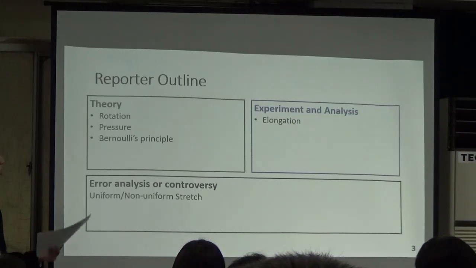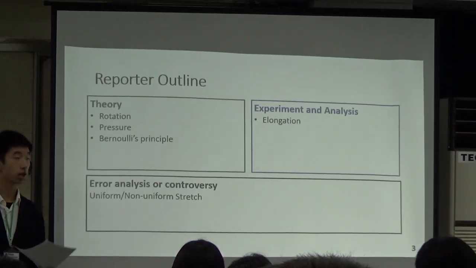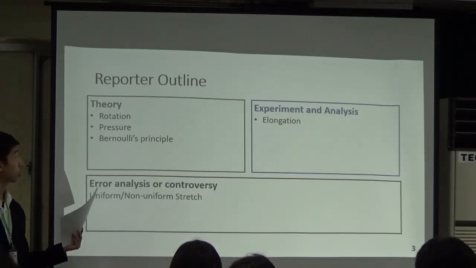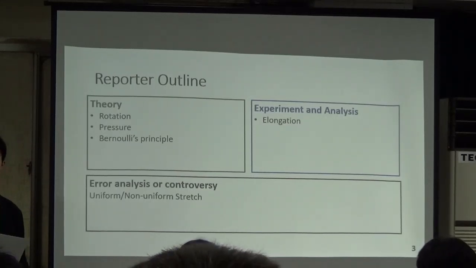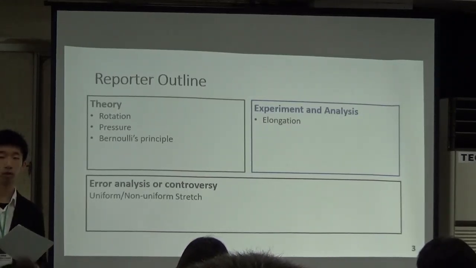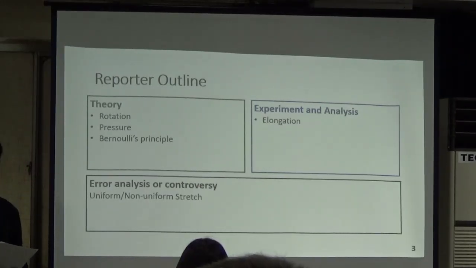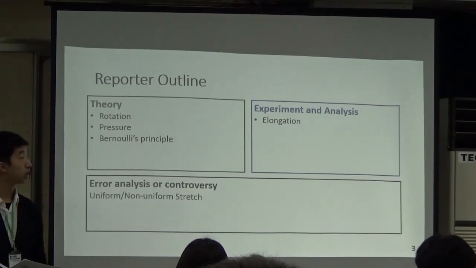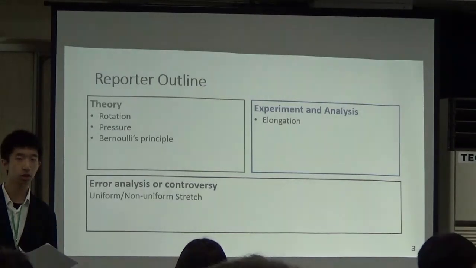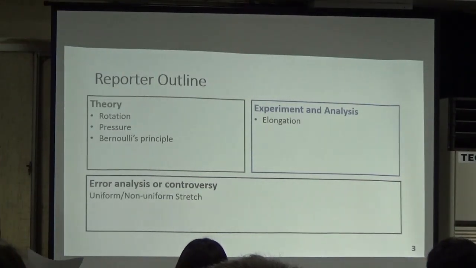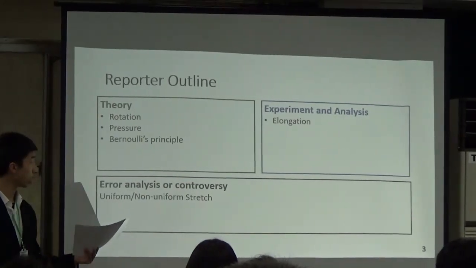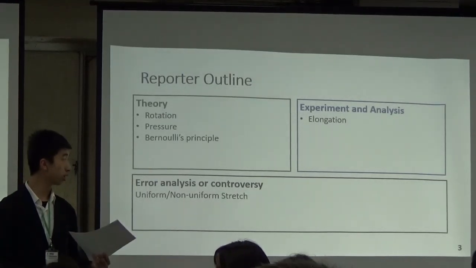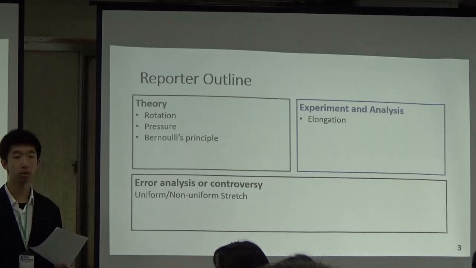In the reporter's outline, in the theory part, we talk about the rotation and the pressure of the rubber band. He also used Bernoulli's principle to explain why the spinning rubber band will fly further, but I don't think it was explained well. In the experiment and analysis part, it only talks about the elongation and didn't have any more parameters. And then in the error analysis, it talked about the uniformly stretched rubber band.